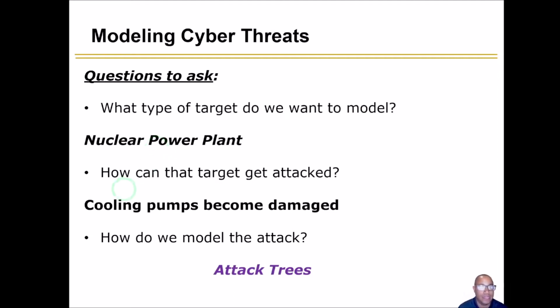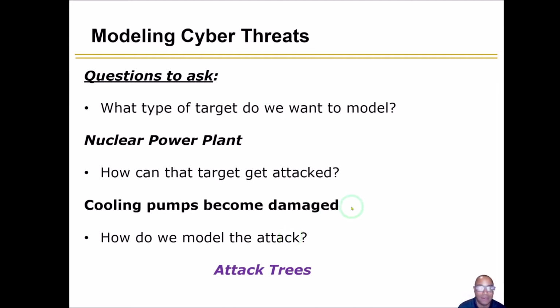The second question is, how can that target, our nuclear power plant, get attacked? Well, one way that a nuclear power plant can be attacked is through its cooling pumps. So how can it get attacked? Well, the cooling pumps can become damaged. The next question is, how do we want to model the attack? Well, in this example, we're going to be modeling our attack through attack trees. And if you've ever used decision trees, you know pretty much the same format as what you've seen in the past. Attack trees and decision trees are very similar.